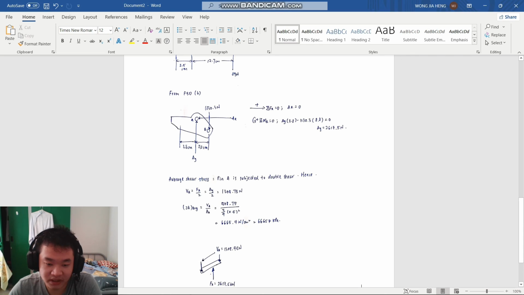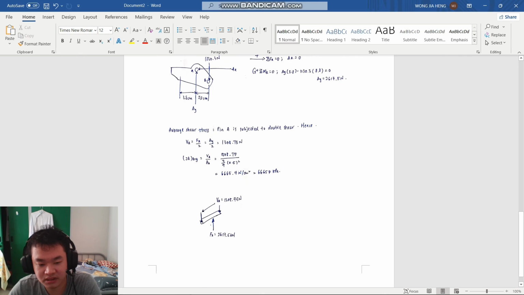Then we go to the average shear stress, where pin A is subjected to double shear. Hence, VA is equal to 308.75 Newton, and the tau is 6665.4 Newton per centimeter square, or 66,654 kilopascal. And then these are the forces applied on the pin to cut.